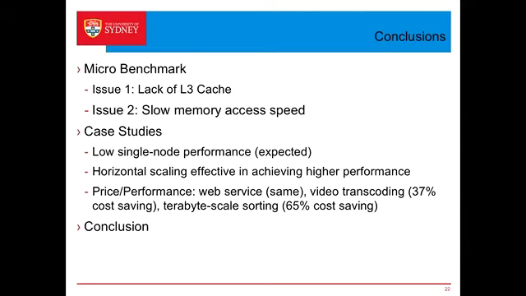We also demonstrate that the A1 product family achieves the same price performance in multi-tier web services, up to 37% cost saving in video transcoding, and up to 65% cost saving in terabyte scale sorting. And this opens the door for further optimization for workloads with both cost and deadline constraints.